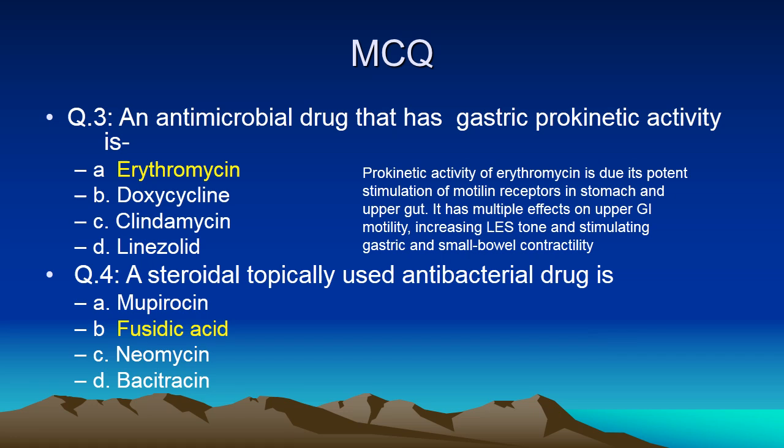Question 4 is a steroidal topical agent used as an antibacterial drug. All these are topical antibacterials: mupirocin, fusidic acid, neomycin, bacitracin. Fusidic acid is the only antibiotic that has a steroidal structure.